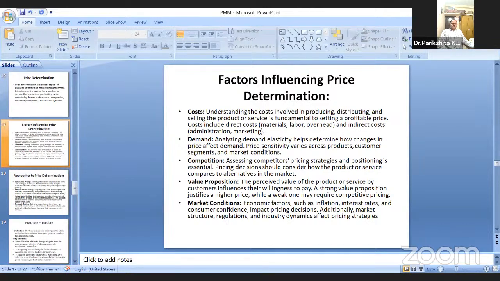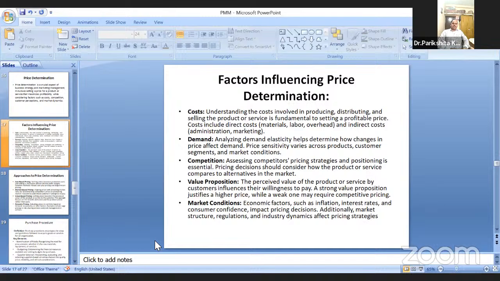What are the factors influencing price determination? So many factors are influencing the price determination, right? Then what are the factors, you tell me? What are the factors? Who will tell me? The first factor is the cost. What is the cost? Already we have discussed it so many times. Cost is a very important factor that influences price determination.